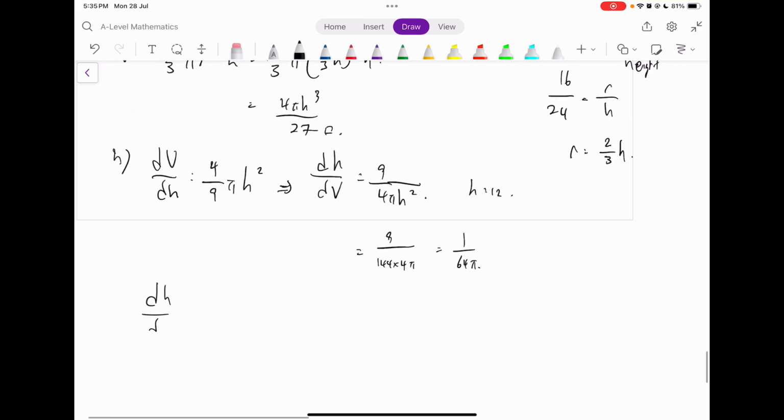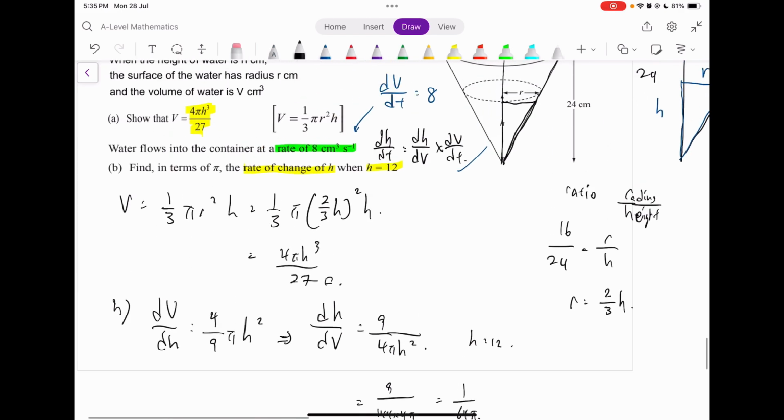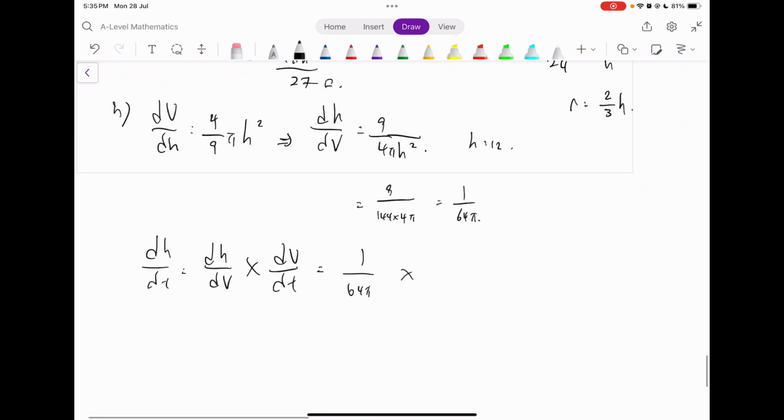Hence, our final answer, dH over dt, that makes it as dH over dV times dV over dt. And that results into 1 over 64 pi times, what is dV over dt? 8. And our final answer is just 1 over 8 pi. What is our unit? Since it's height, it's in cm per unit time, which is second here. So that's pretty much it.